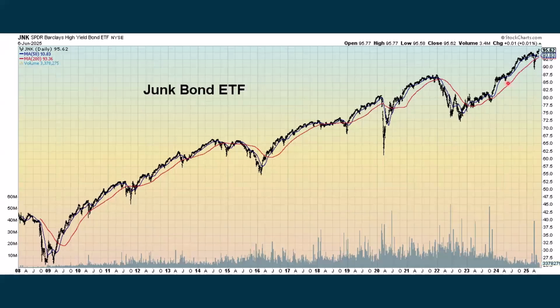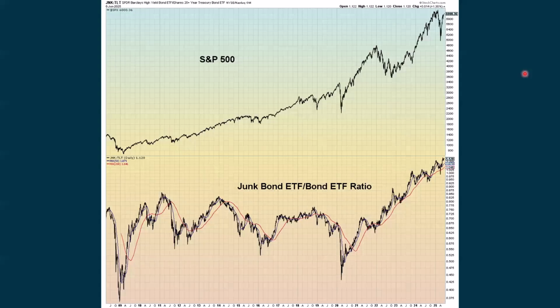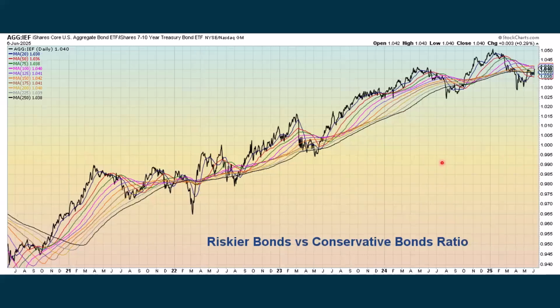And then here's junk bonds, which are also doing quite well. And then we do a junk bond to government bond ratio. And when this is going up, that means junk bonds are outperforming. We look at riskier bonds. Now we're below the rainbow, but we are improving.